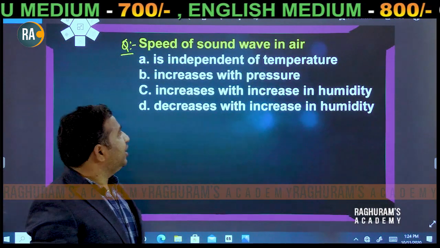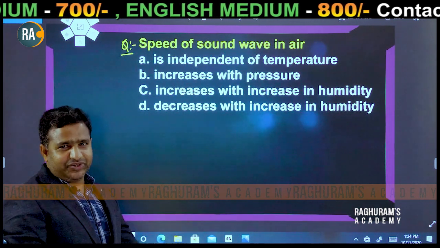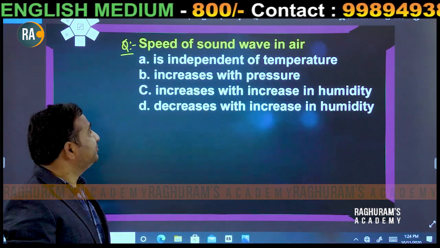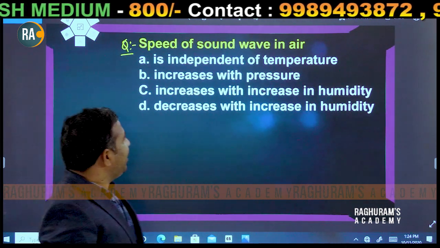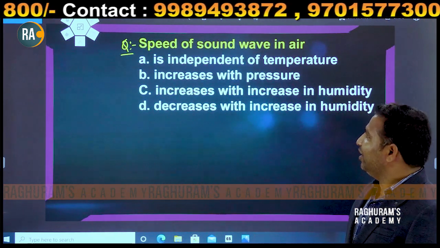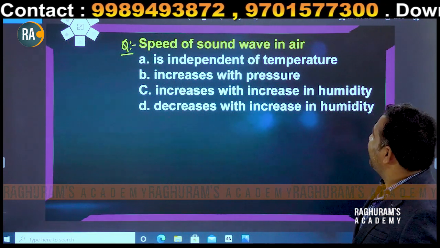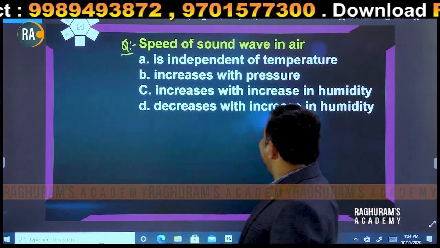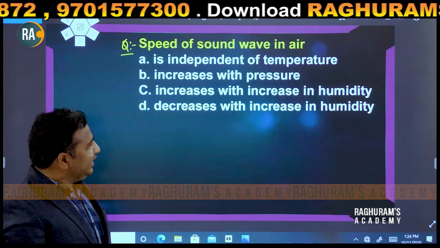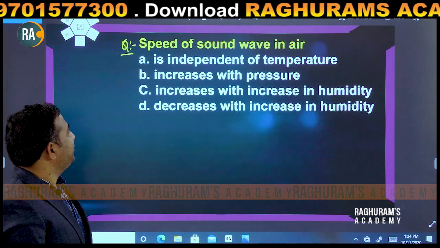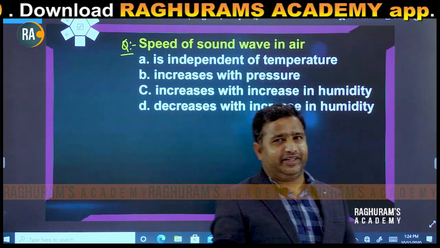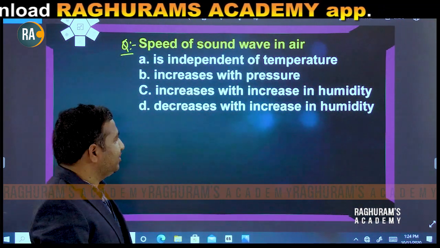Okay students, here we discuss the first question. It is just a model question, but it is very important and also a previous question. The first question is: speed of sound wave in air. Option A is independent of temperature. Option B increases with pressure. Option C increases with increase in humidity. Option D decreases with increase in humidity. Like this, four options are there.